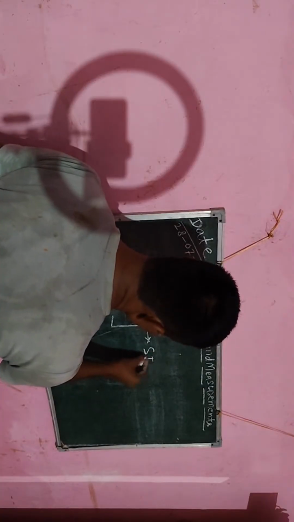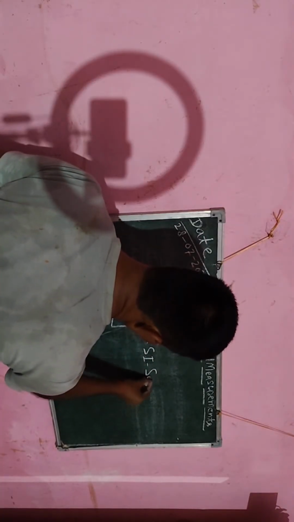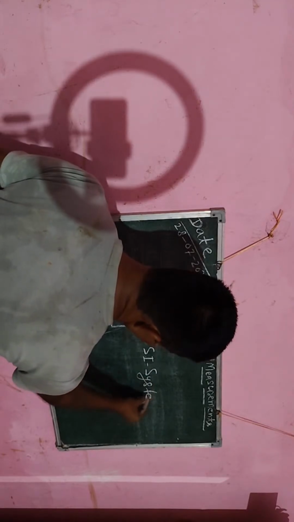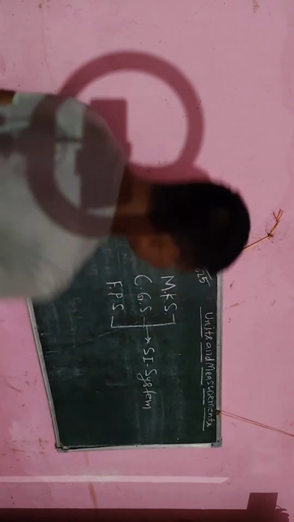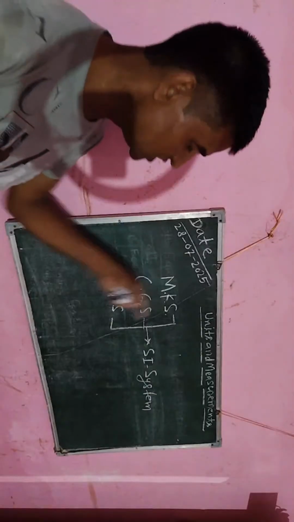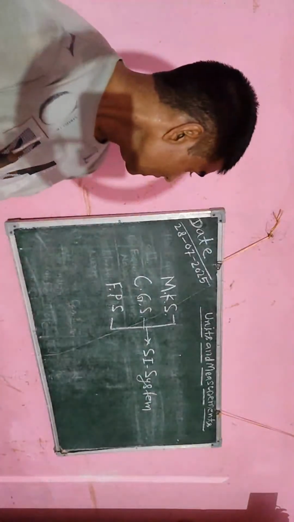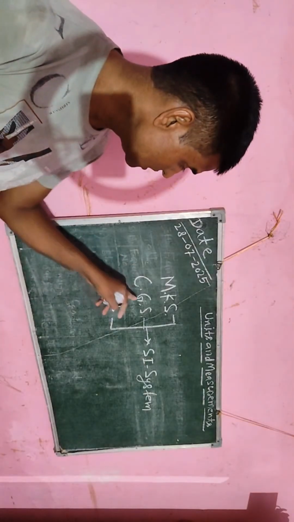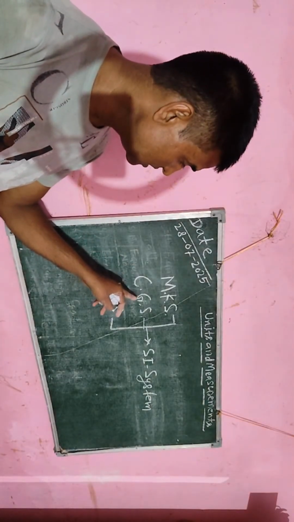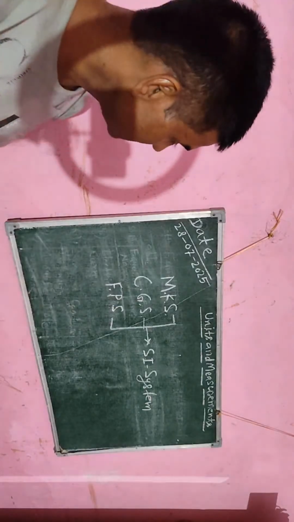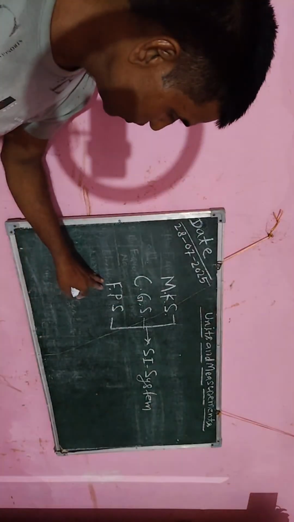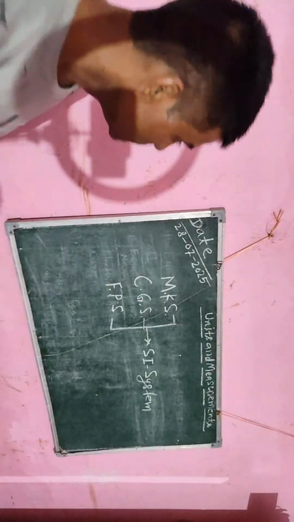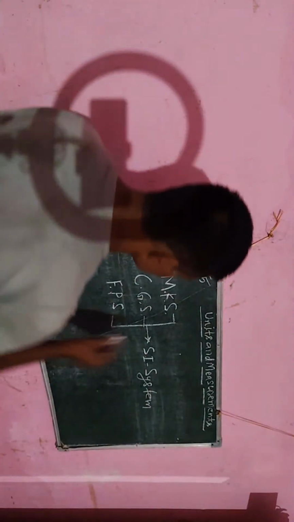SI system, because MKS system stands for meter kilogram second, CGS stands for centimeter gram second, and this is foot pound second. Okay, so its meaning I am also going to explain.